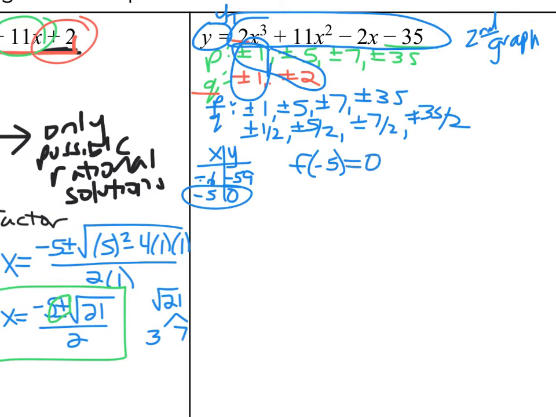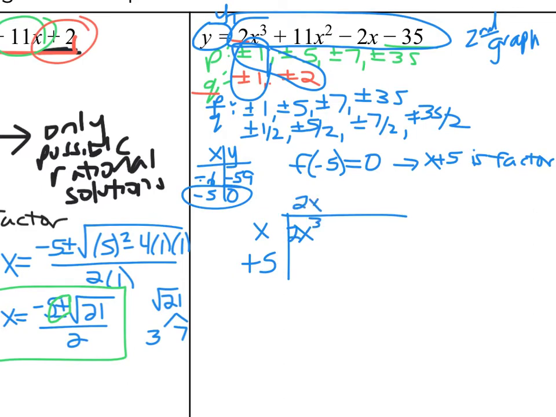So f of -5 equals 0, which means that x plus 5 is a factor, and I'm going to divide my original by x plus 5. First term, first box, helps if I put the 2. What times x is 2x cubed? That would be 2x squared. Then I'm going to do 2x squared times 5, 10x squared. I have 10x squared. I want 11x squared, so I need 1x squared. Do you need the 1? Nope, I'm just trying to show all my work.